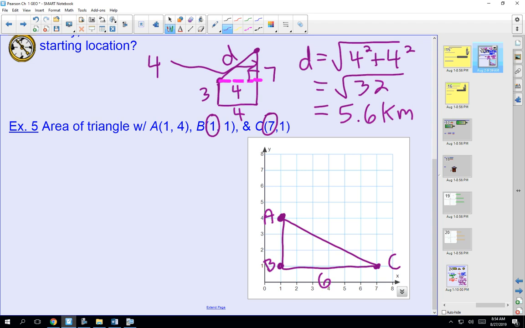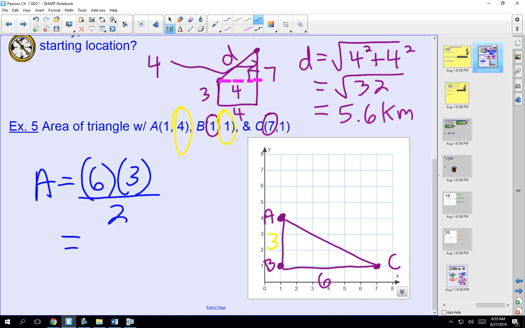You can do it without a grid. And then from A to B, what about from A to B? What's the difference in the y coordinates from A to B? 3, yeah. And you can count it on the grid too. I have some graph paper I can loan you as well if you need it. So when I go to set this up, the area is going to be equal to base, which is 6, times height, 3 divided by 2. And so we've got 18 divided by 2, or 9 square units.